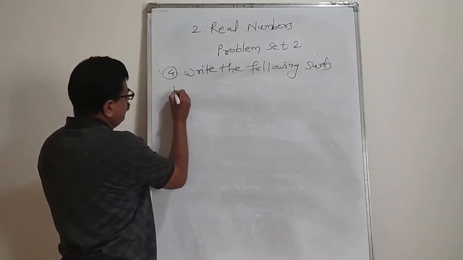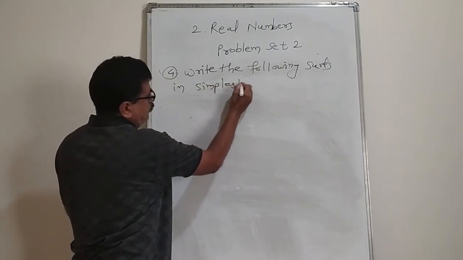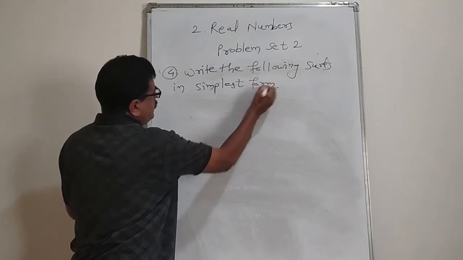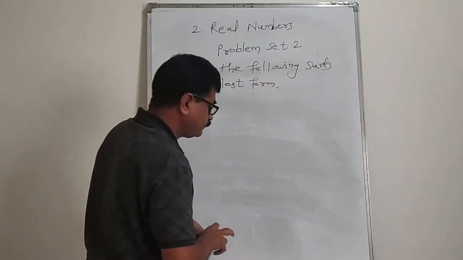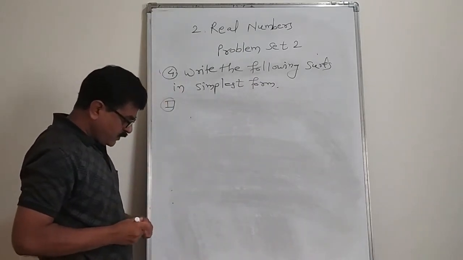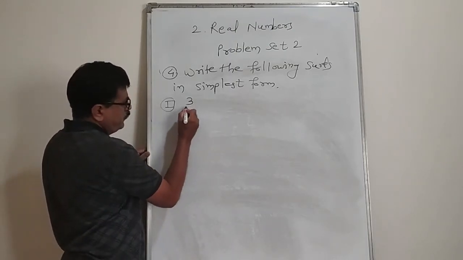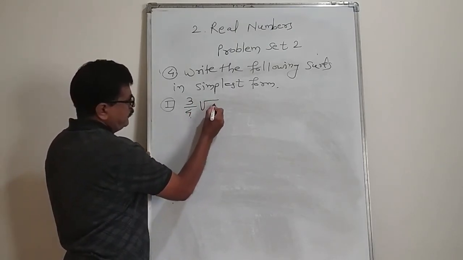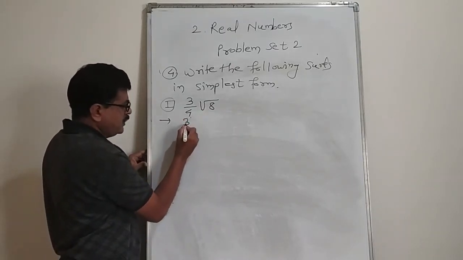In simplest form. Now, first example. Write the following surds in simplest form. First example, 3 upon 4 square root 8. Now first write down this given as it is.